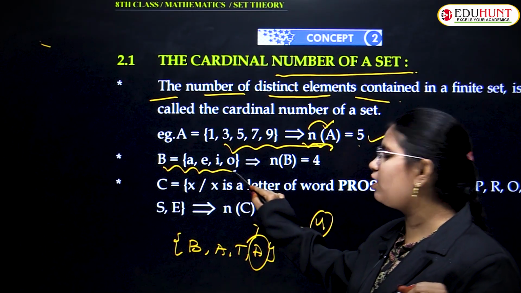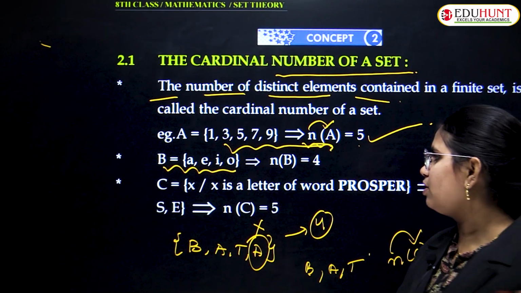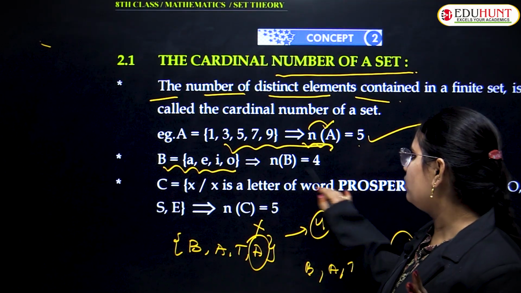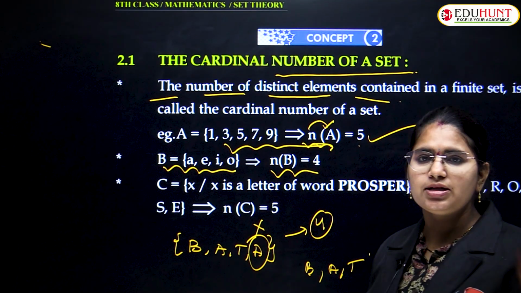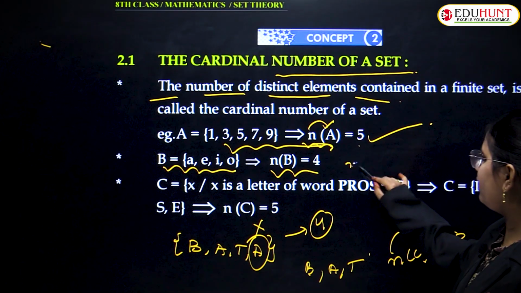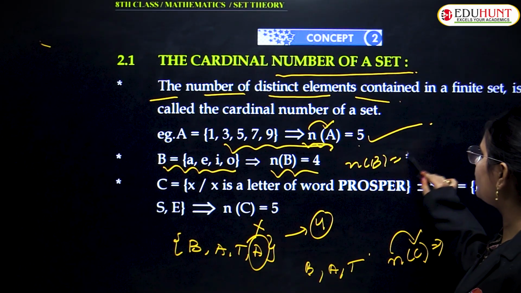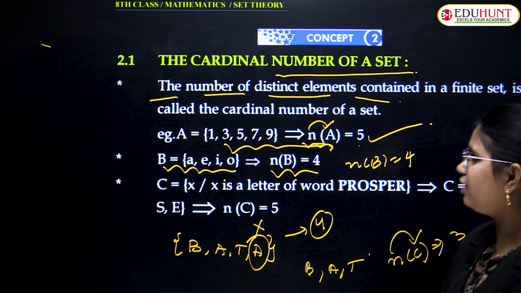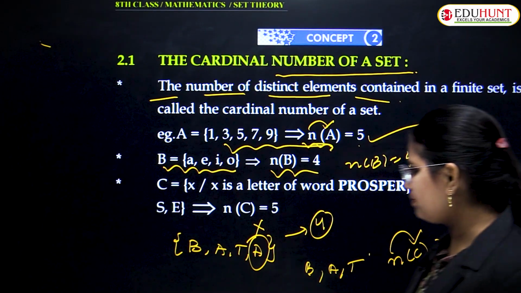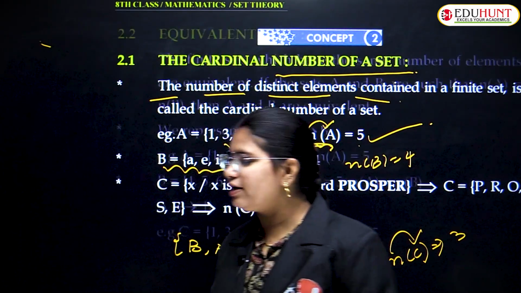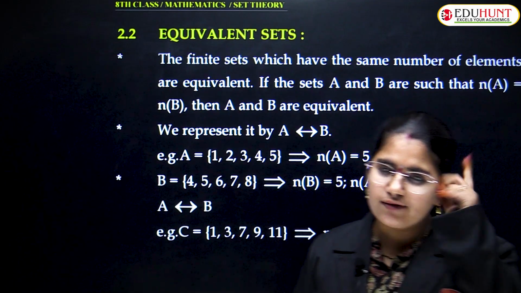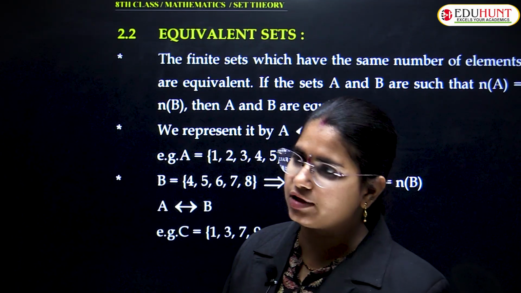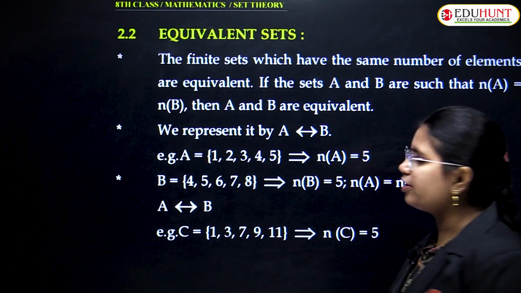Next, set B. Here I am taking a set of vowels. I have taken only 4 vowels, A, E, I, O. How many elements are there in B? So, n of B is equal to how much here? 4 vowels. Okay. So, this is nothing but the cardinality of a set. While writing a cardinality, you have to keep this point in your brain: repetition is not allowed. That is the important point.